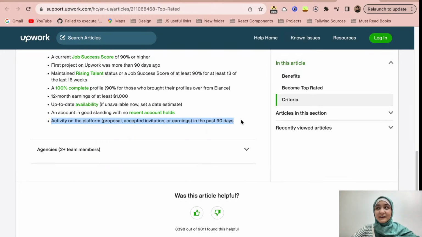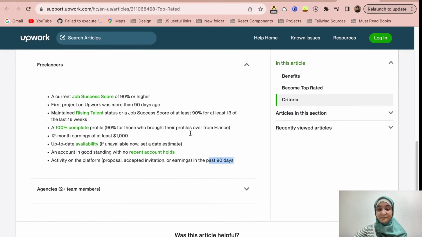So even if you are working on one project, what it means is you should be working for at least one employer within this period. I have been working for 2 employers for like 1 year, and I have not applied to other jobs recently, but I'm active on the platform because there is this active job going on. There should be some activity within the last 90 days to pass this last criteria.